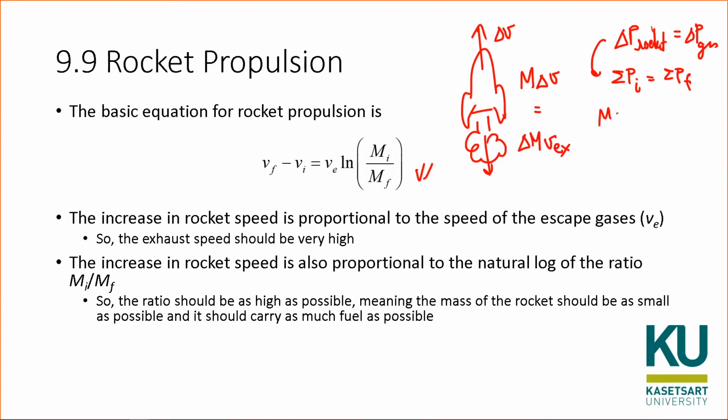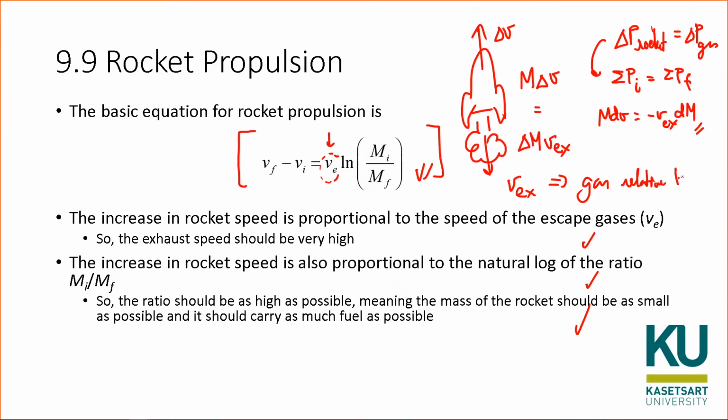This means you have m dv equal to minus vex dm, and by that you can derive this term, right? We will note that later. I would like to note this part. This is the velocity of the gas relative to the rocket. It's not relative to Earth, it's relative to the rocket. And this is the velocity of the rocket relative to Earth.